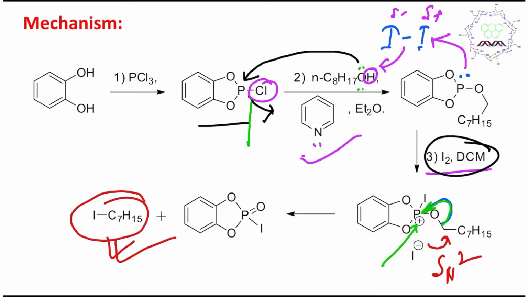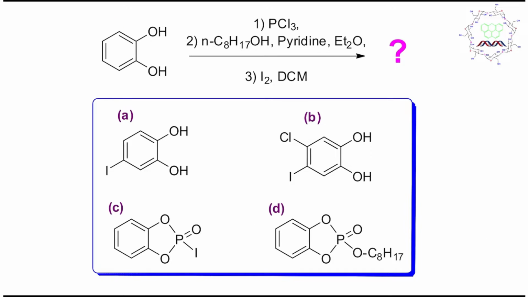And by the way student, I suggest you visit one lecture that is the Arbuzov reaction. So a similar type of concept you can observe there. So here, what could be the product? Obviously in this case, option C is one of the products of this reaction.